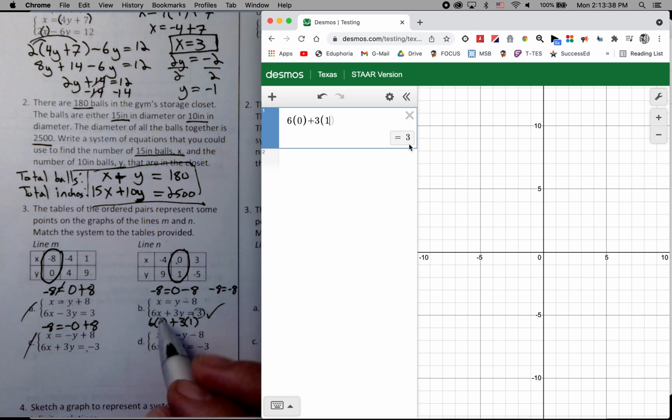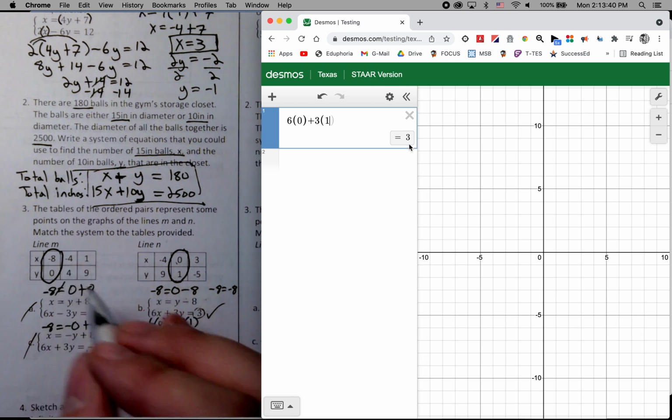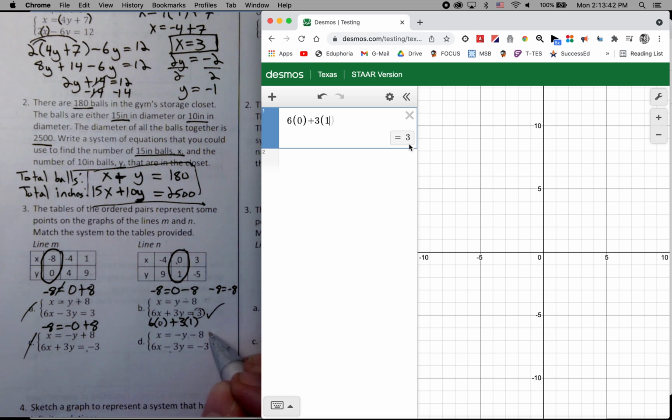Okay, now just to double check, I'm going to plug these values back in here. So I'm going to say negative 8 equals negative 0 minus 8. That negative 0 doesn't matter. That works. This one checks out too. So let's try this one. I'll say 6 parentheses 0 minus 3 parentheses 1. The only thing that's changed here is this minus sign. That gives me negative 3 on my computer screen, and it does work.